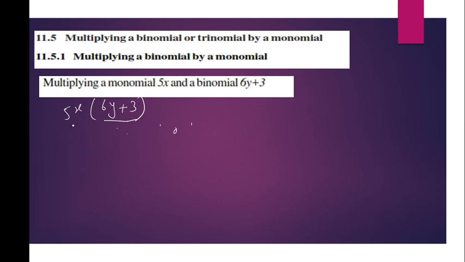So you are multiplying 5x with 6y plus 3. Now, it is a step-by-step process. First we have to use the distributive law. What is the distributive law? We have to distribute the multiplication equally over both terms. The same way, a into b plus c is equal to a into b plus a into c.